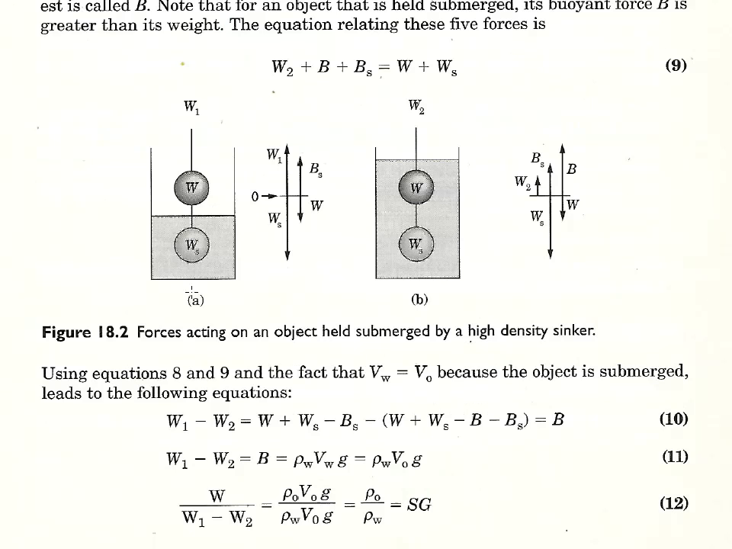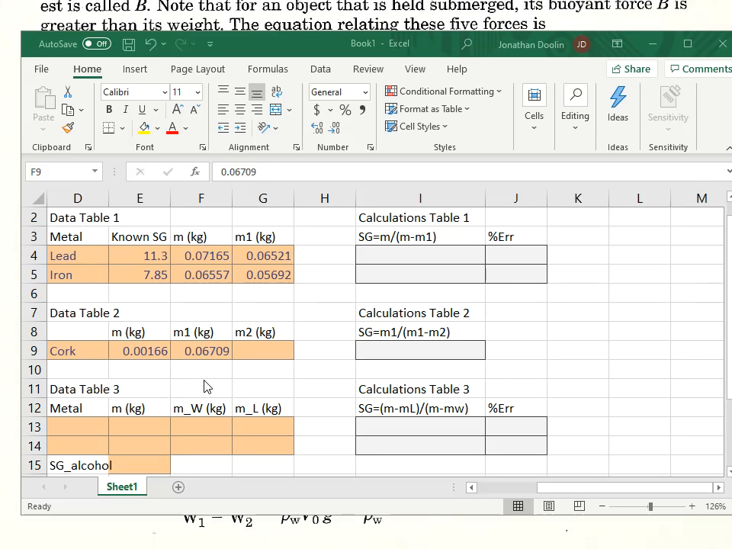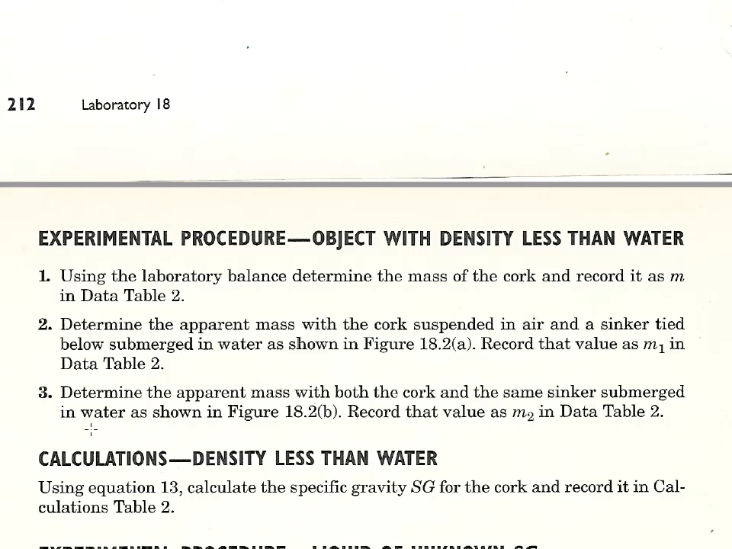So we do that, and the weight of the cork plus the weight of the buoyed sinker comes out to measure as 0.06709 kilograms, 67.09 grams. So that is a lot more than the weight of the cork by itself, isn't it? Okay, but now we're going to 3.